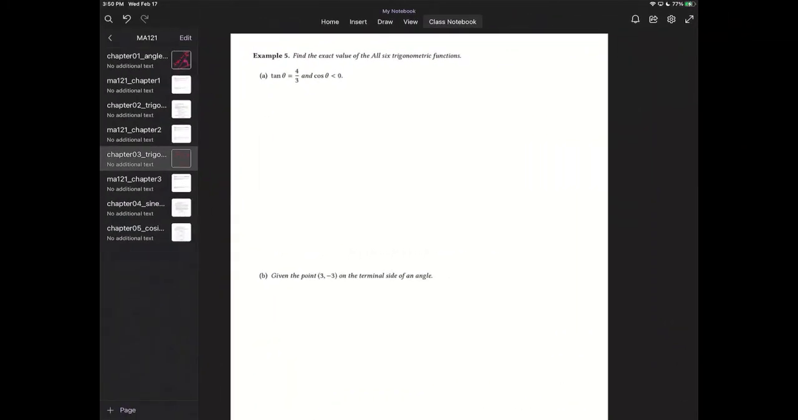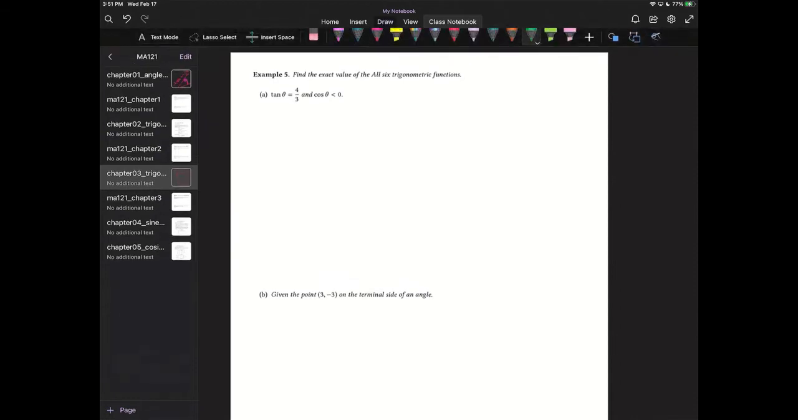So we're going to find the exact value of all trigonometric functions for the following. When A, we have tangent as being 4/3 and cosine being negative. So I have two pieces of information. One is the value of the tangent, and the other is that cosine is negative for the same angle. Now let's take a look first at the tangent.